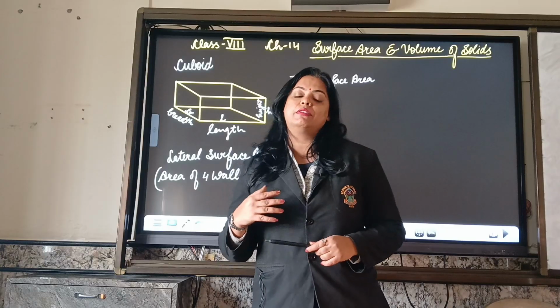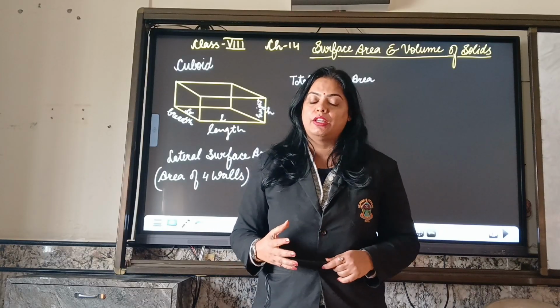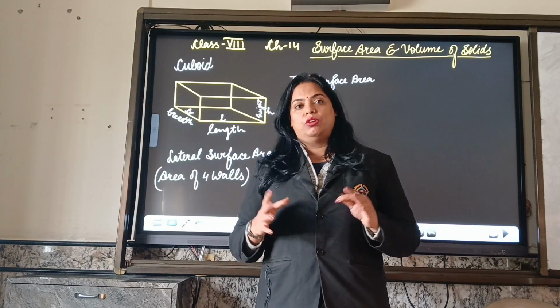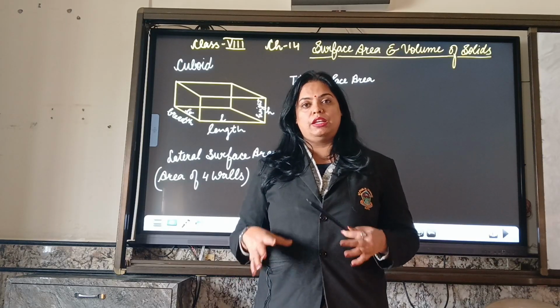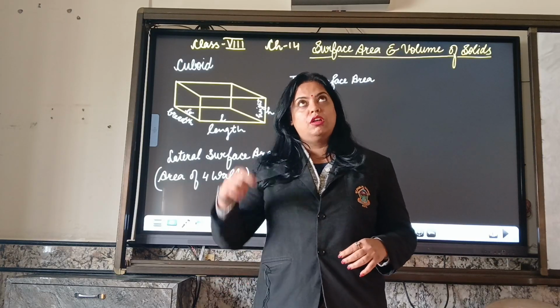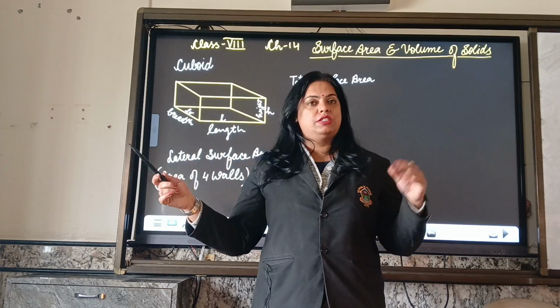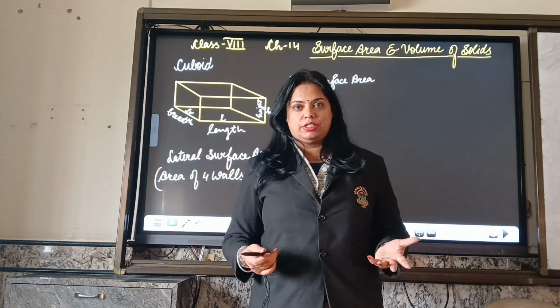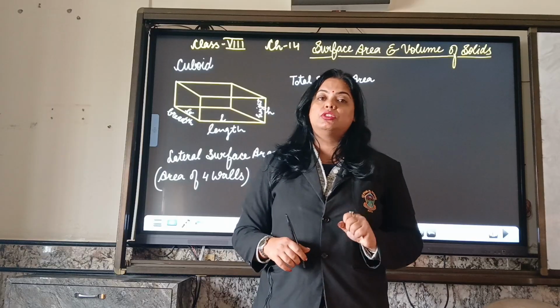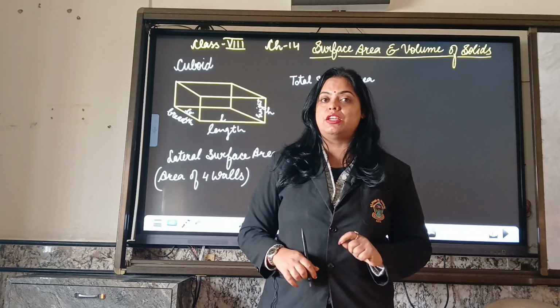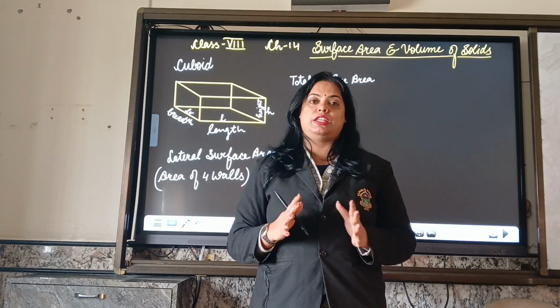So how many plane surfaces do we have in a cuboid? Look around your room, like I am teaching you in a classroom, and in our classroom we have one floor, one roof, left and right side walls, and front and back walls also. So there are a total of 6 surfaces. So total surface area will cover all 6 surface areas.